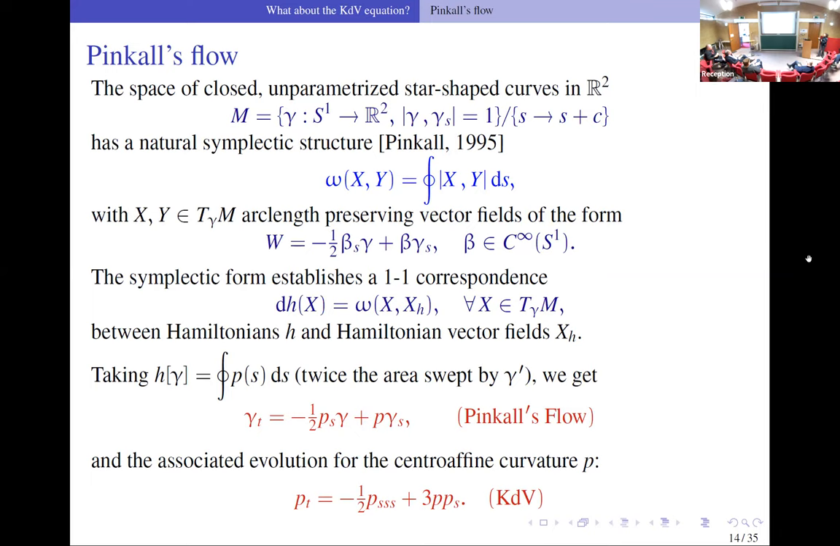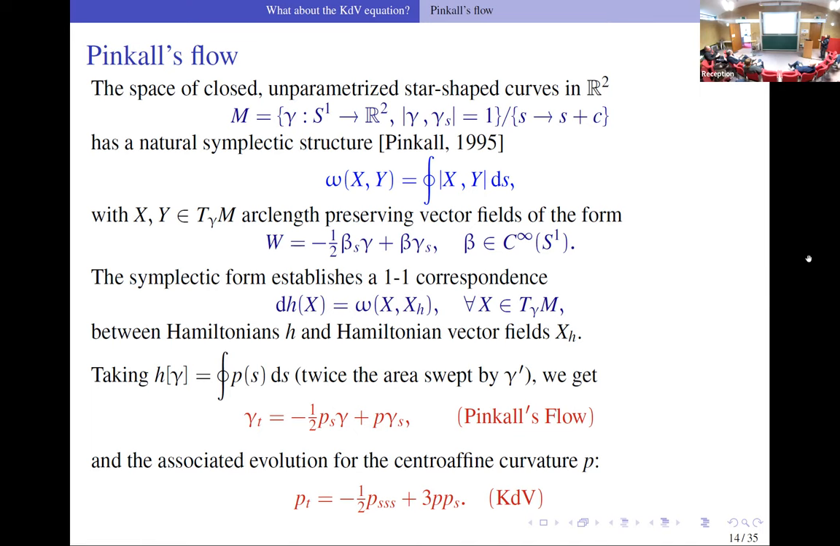So this is a symplectic form, a two form, which is closed and non-degenerate, and a way of doing Hamiltonian mechanics in a general setting is that if you have a symplectic form, you can associate Hamiltonian vector fields to smooth functions on your manifold. So take a very obvious smooth function: the total curvature of your curve. And what you're going to get is the so-called Pinkall flow.